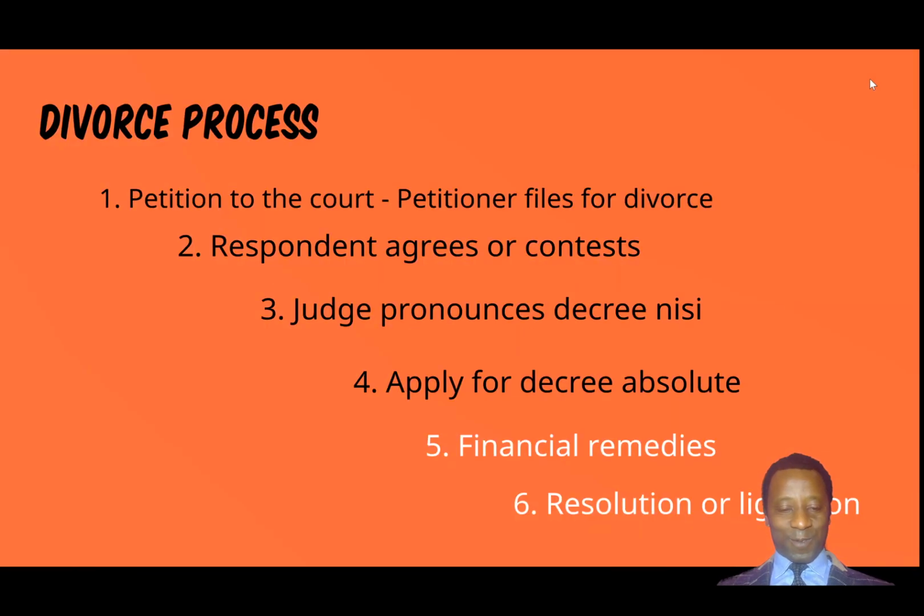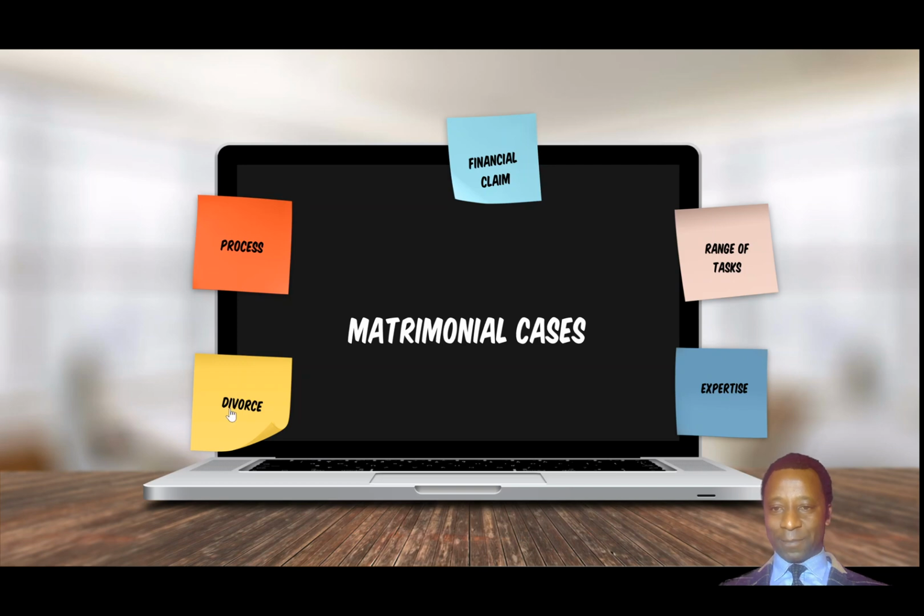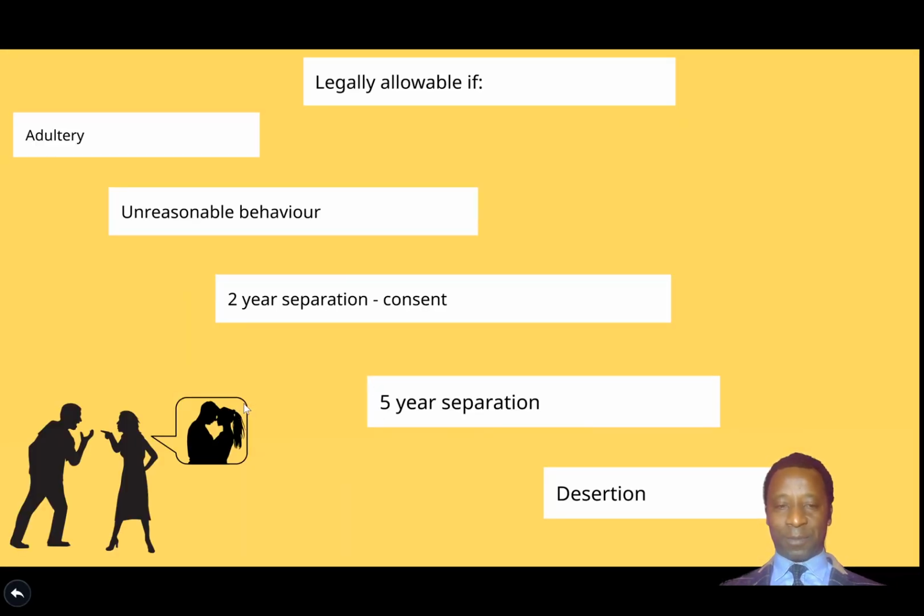Right, so the way it goes is one of the parties to the marriage or the civil partnership will have to petition the court. And when the petition is brought, the judge will look at the grounds or the evidence provided before the divorce or the dissolution is granted.